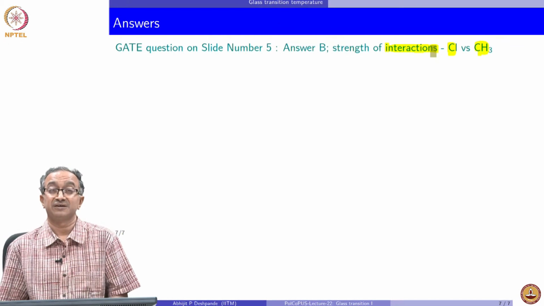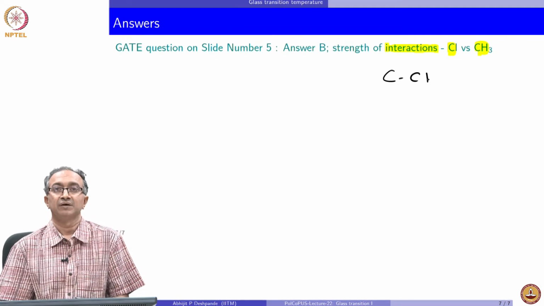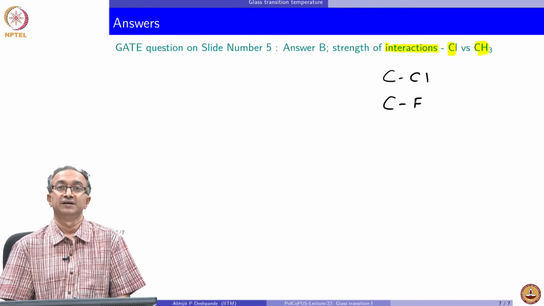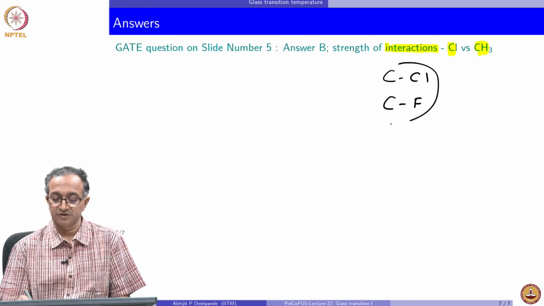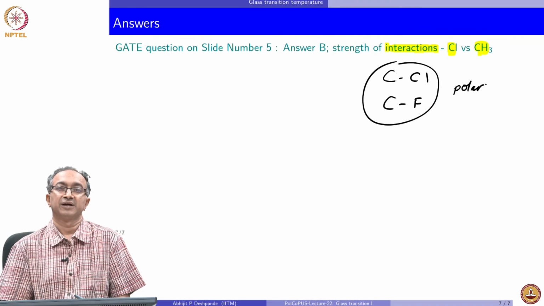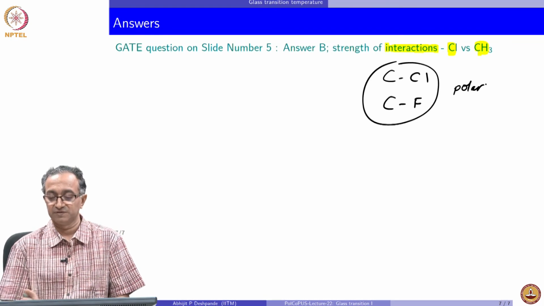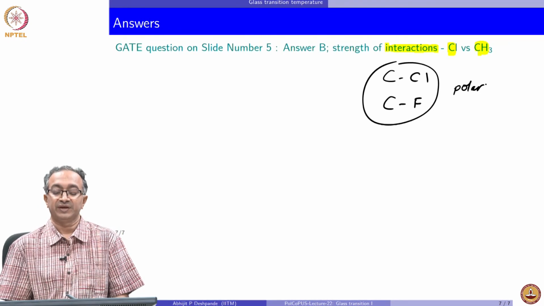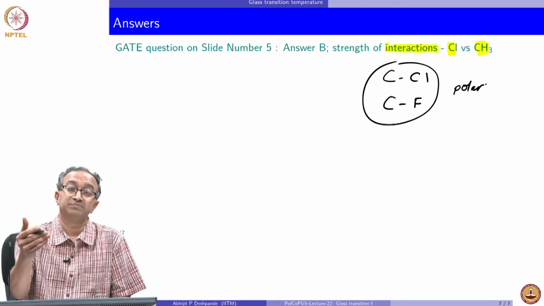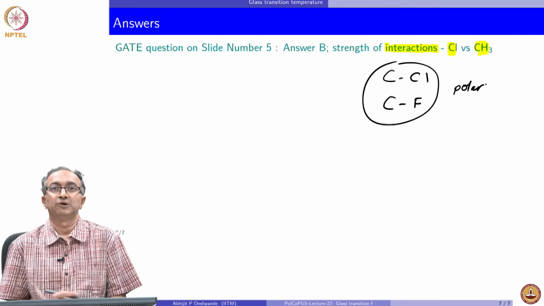So, therefore, it is the polar set of interactions, and the C-Cl bond is known to be one of the polar bonds. C-F of course also is polar, strongly polar, and so these are examples of polar bonds which are available in macromolecular systems, and these interact through electrostatic interactions because of the partial charge separation which is there, and that leads to the reduction of segmental mobility. Therefore, one has to go to higher temperature to get segmental mobility in the case of PVC as opposed to polypropylene.